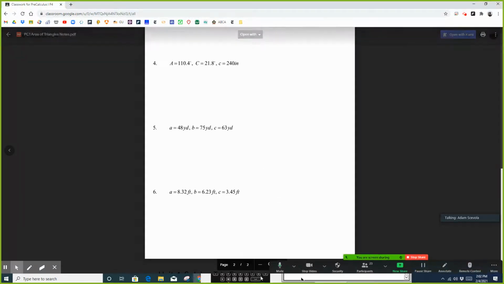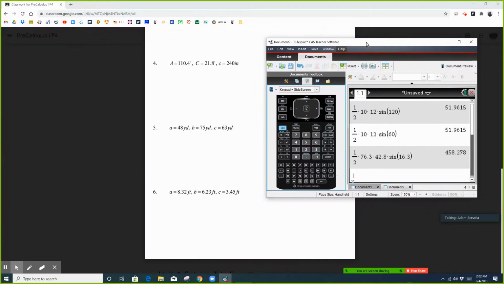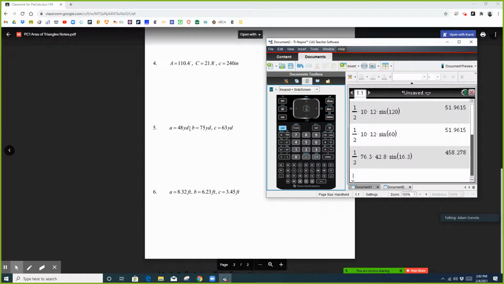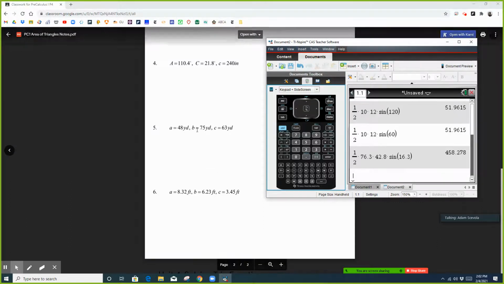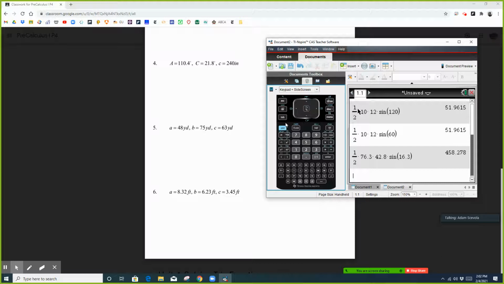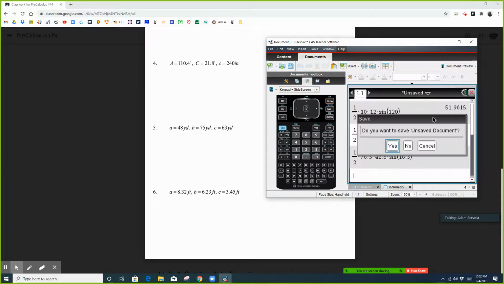So I'm going to do this all in the calculator because drawing a picture would just be a waste of time. If I were to draw this picture, I would just make a triangle and make one side 48, one side 75, one side 63. Now to find the area, we're going to use Heron's formula.